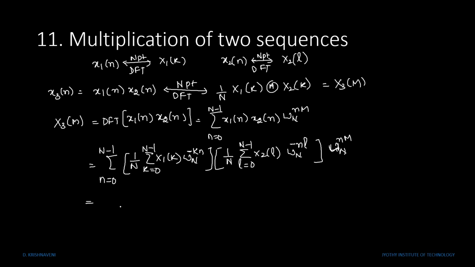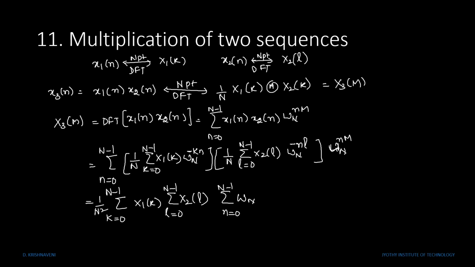So we will rearrange the summations. So I'll have summation k equal to 0 to N minus 1 X1 of k, summation l equal to 0 to N minus 1 X2 of l, summation n equal to 0 to N minus 1, and all the trivial factors will have, and 1 by N, 1 by N, I'll write 1 by N square outside here. So this will be W_N to the power of minus kn minus ln and nm. So n is common in all, we'll write m minus k minus l, right? Now if you remember, we had solved similarly for circular convolution also.